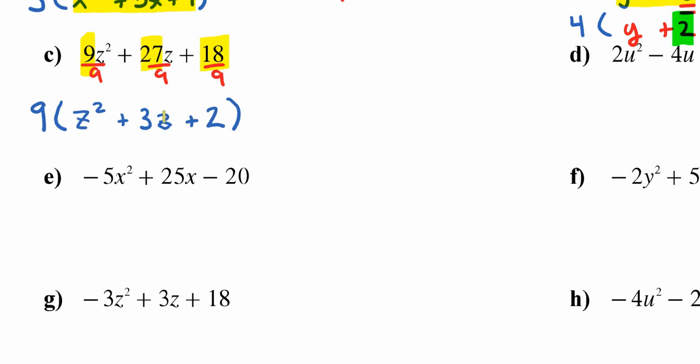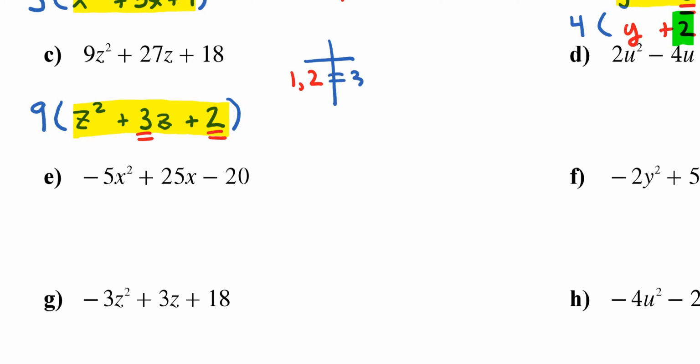After that, you need to factor the trinomial inside there, and I would set up a table on the side. I need two numbers that multiply to 2, and those two numbers need to add to 3. Those numbers are going to be 1 and 2, right? 1 times 2 is 2, and 1 plus 2 is 3. So the numbers I want to use are 1 and 2. To finish this problem off, the 9 stays on the outside, two sets of brackets, and then I would write the variable z, and then plus 1, and then z plus 2.